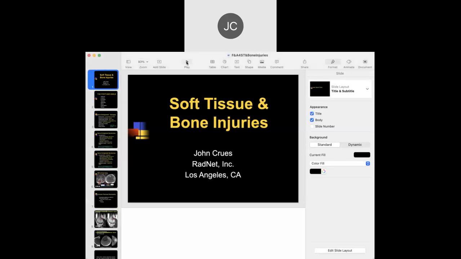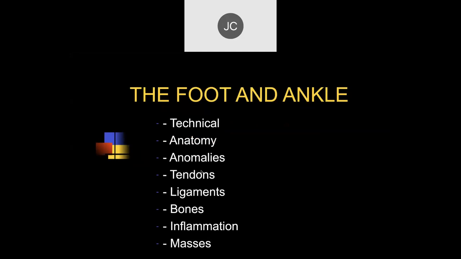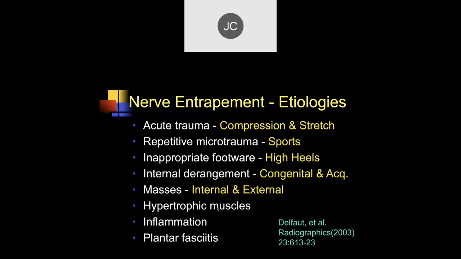Okay, so let's talk about bone and soft tissue injuries around the foot and ankle. We've already talked about a number of these things, but now we're going to go to bones and things. So one thing that we like to talk about are nerve entrapments. There are a number of them around the foot and ankle.